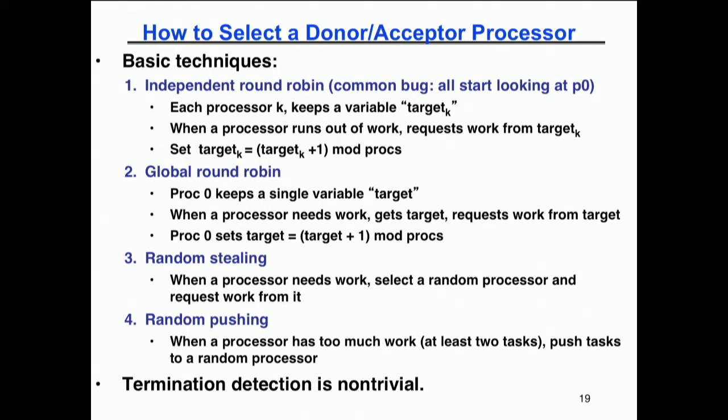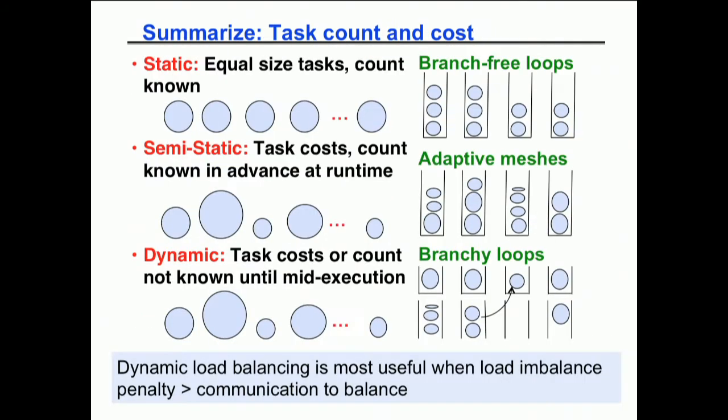There are papers on this. You're basically trying to compute a snapshot of the system state to say, does everybody agree that they're all out of work right now? And there are ways of doing that, both more scalable and less scalable.